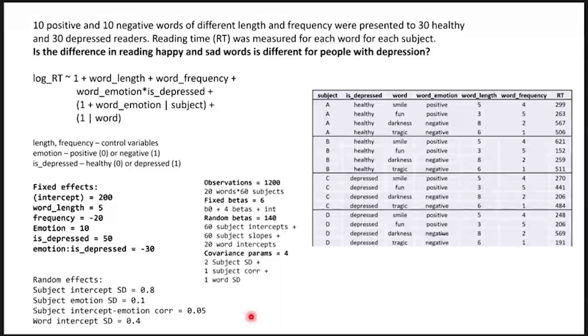And then here's what I want to make sure. The model also prints something which is observations. There will be all the observations that we have. So we got to make sure it's the observations. Fixed betas will be 6 because it's the intercept and all the betas that we added according to the rules. Random betas will be 140. Why? Because we have 60 subject intercepts and 60 subject slopes and 20 word intercepts, because that's what we added, okay? And then the covariance params are 4.